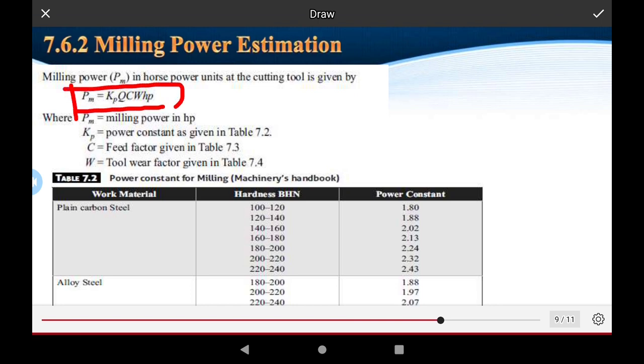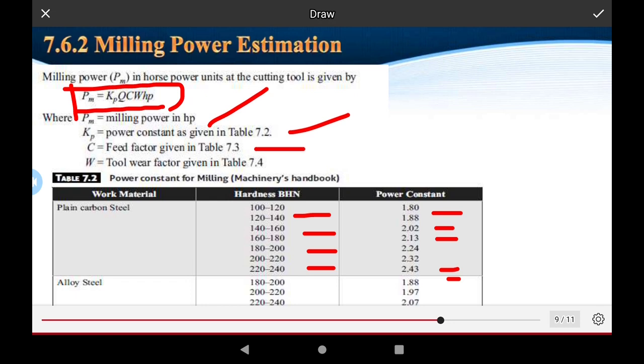This is the formula used for Pm, the milling power in horsepower, and Kp is the power constant as given in the table. Some of the standard values of the power constant depend on the material, such as plain carbon steels and some alloys. C is the feed factor given in the tables. All the standard values are given in the tables and depend on the different materials, with variations.